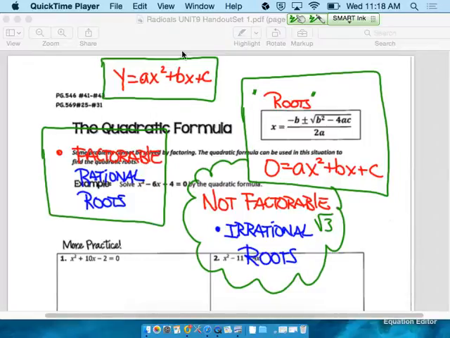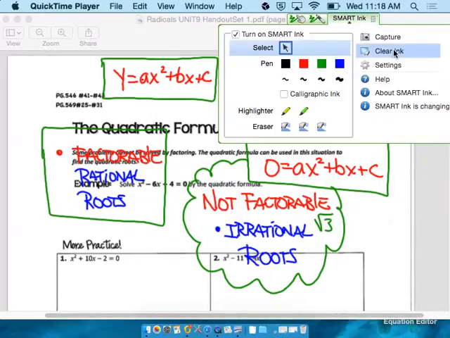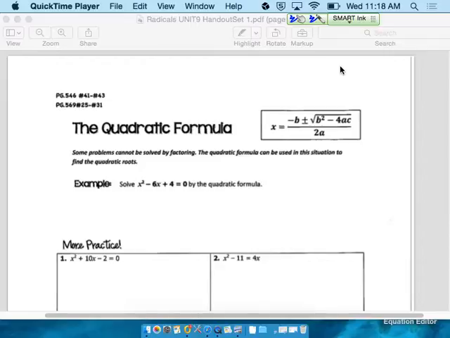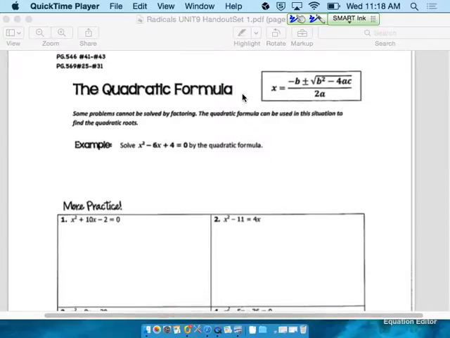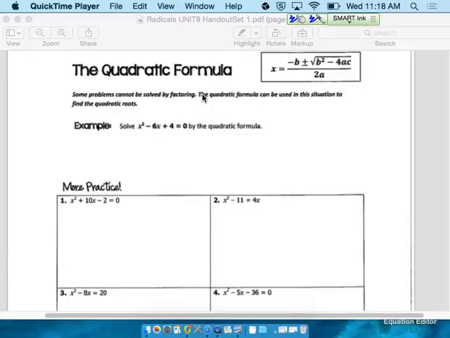So let's walk through a few examples to get you familiar and comfortable with the formula. The formula is presented, and you do need to memorize it, and we'll talk about how we can memorize it in class. I'm going to do the example that's given. You can see that it's an equation that's set equal to 0. So let's first identify a, b, and c in the equation. A is positive 1, b is negative 6, and c is positive 4. Always carry the sign of the number with you when you're identifying a, b, and c.